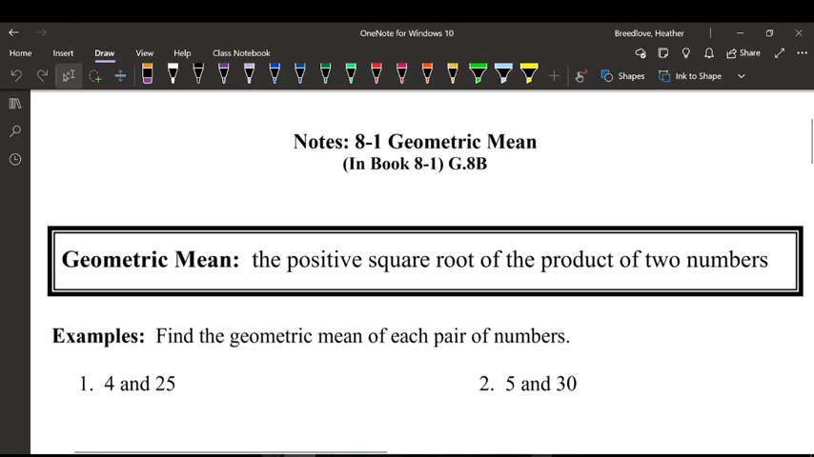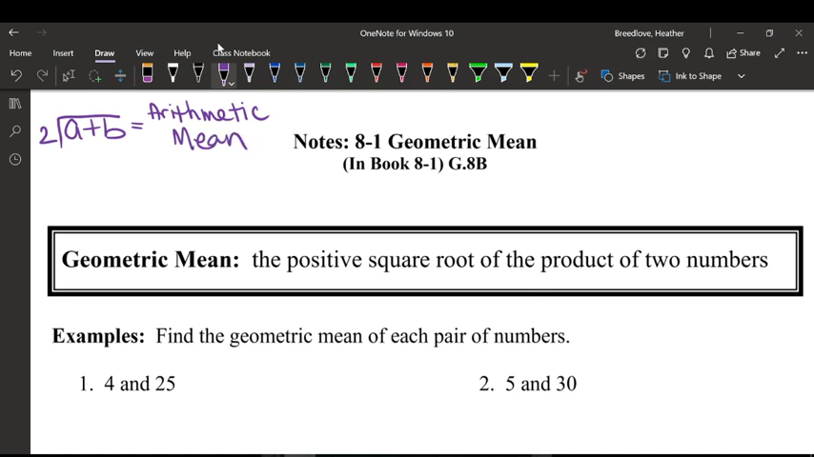Mean, hopefully when you think of mean, whenever I tell you mean, you think of average, right? So in the past, you were given two numbers, A and B, and you did A plus B, and then you divided by 2 because there's two numbers. That would be the average, or the arithmetic mean. Where arithmetic sounds like arithmetic, right? So the arithmetic mean.